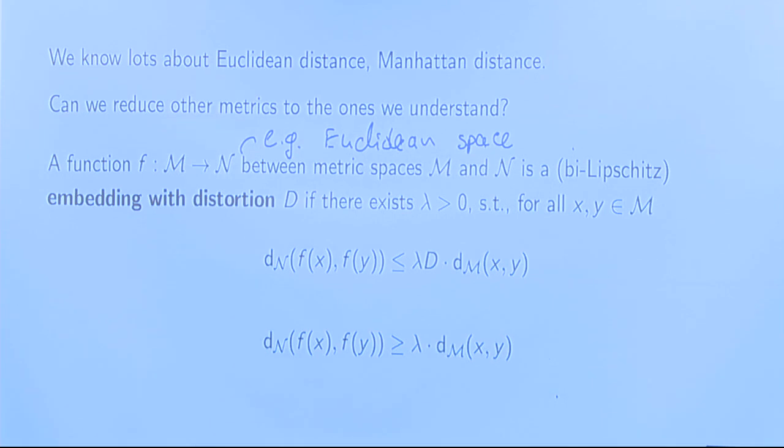In particular, let's ignore this lambda for now, and for the most part we can ignore it. So ignoring this lambda, what does this say? It says that no distance expands by more than a factor d when I apply this map f, and also no distance contracts. Distances expand by at most a factor d, and distances don't contract.